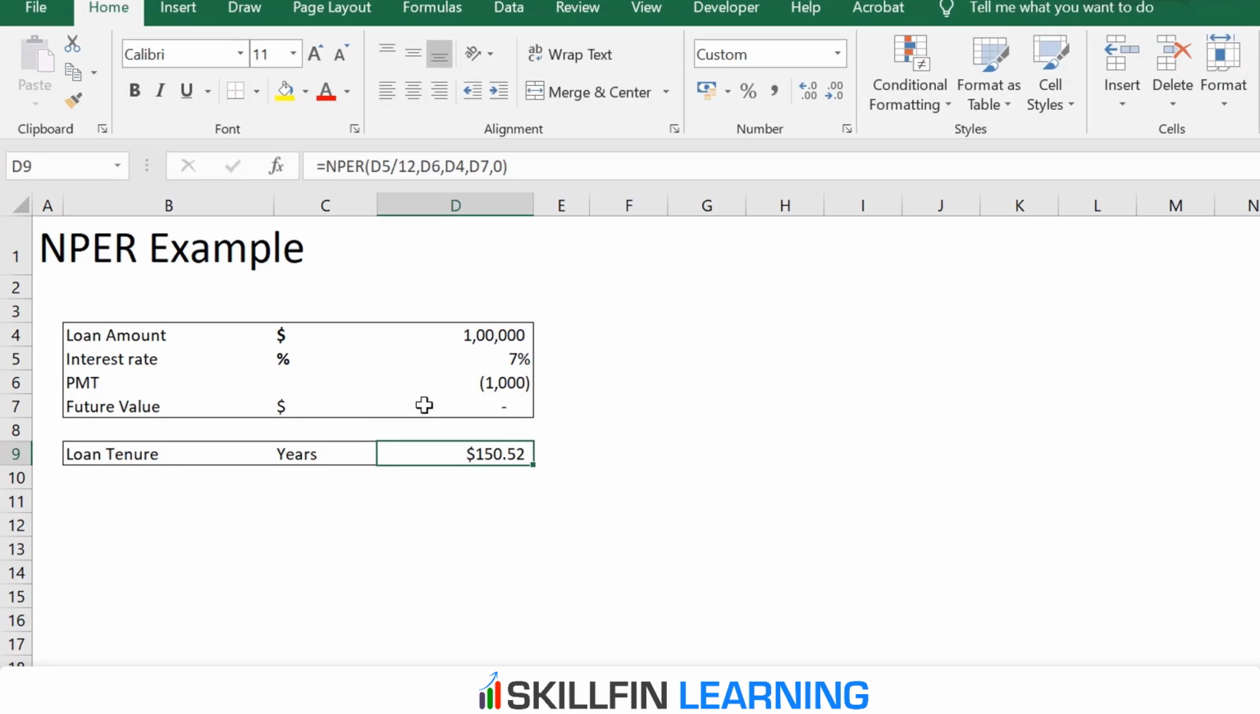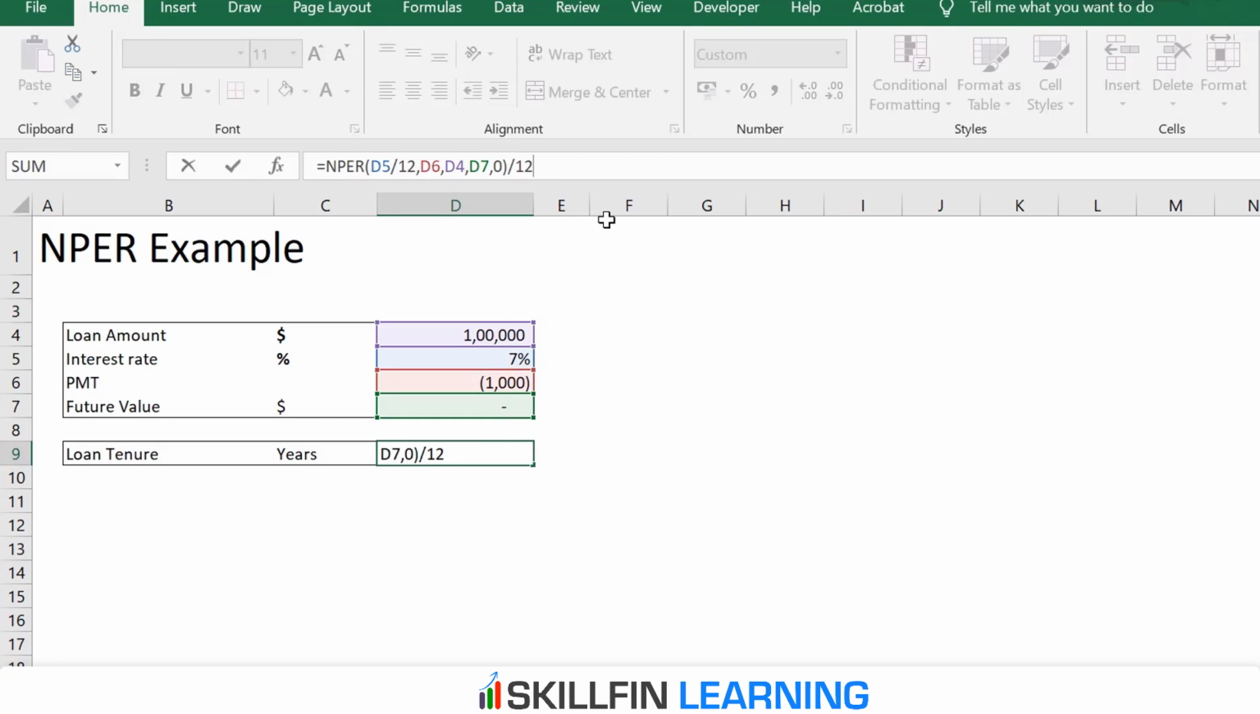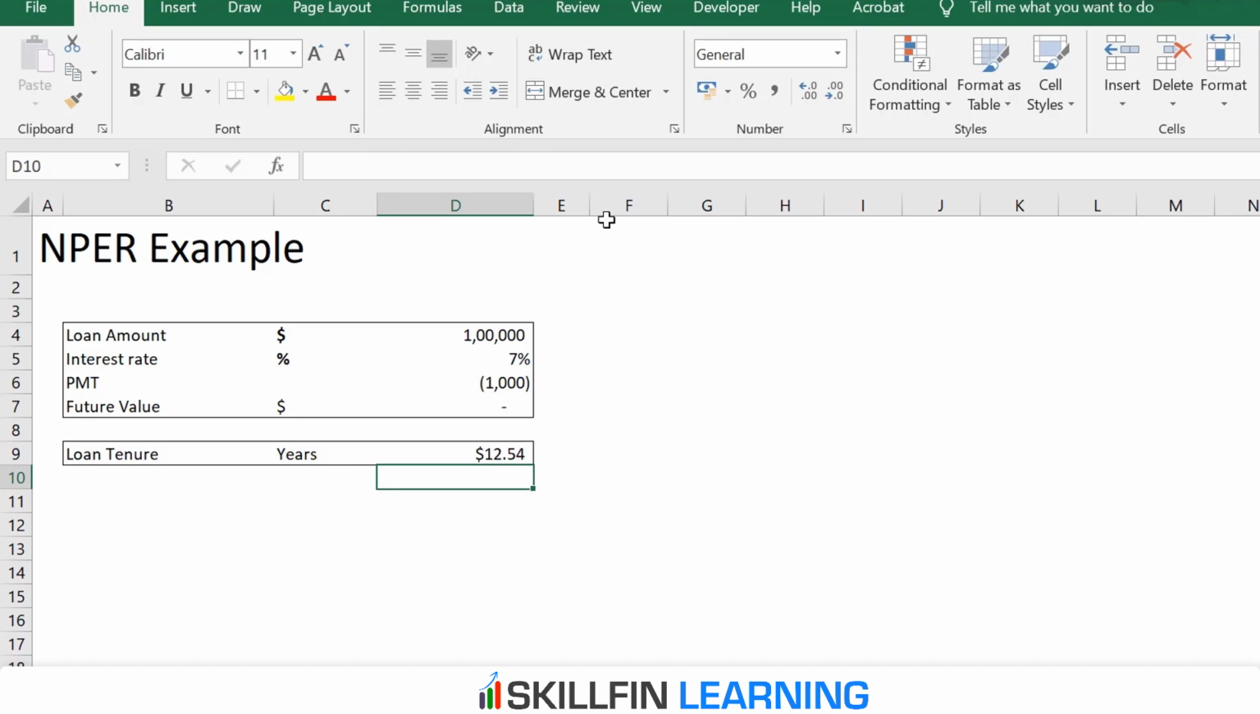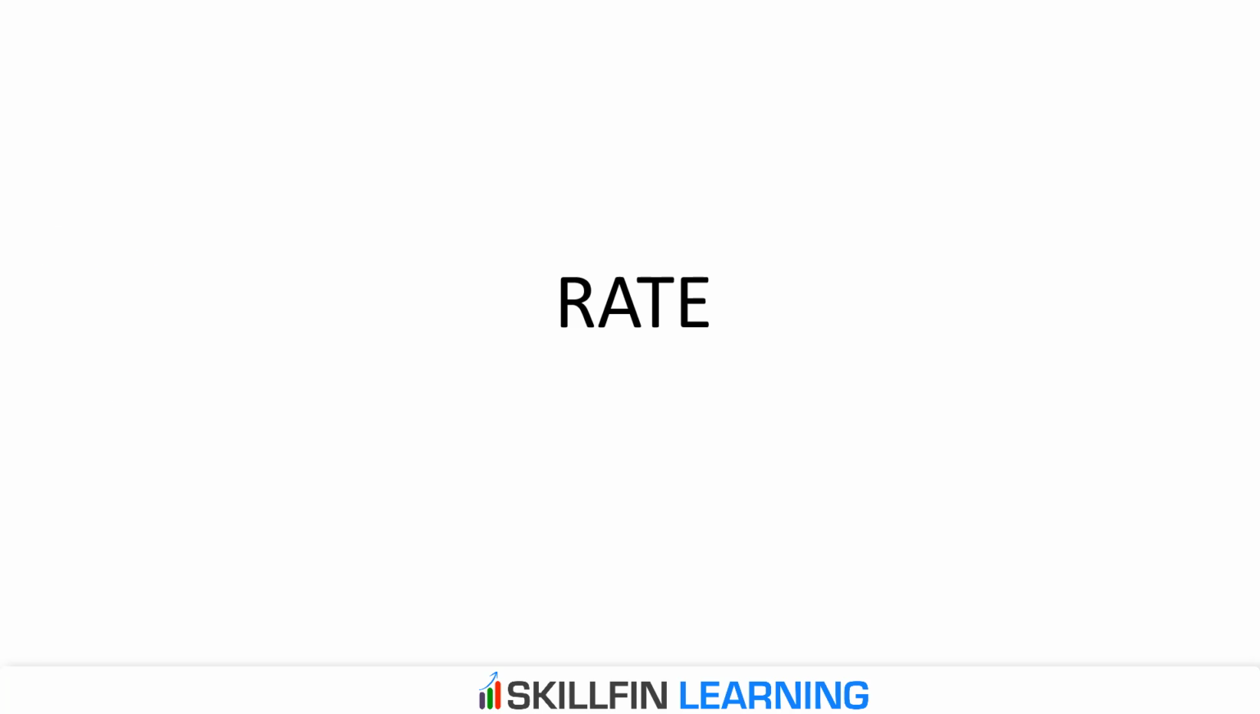Enter. We get 150. This is 150 months. If we divide it by 12, we get the loan tenure of 12.5 years. This means that for a loan amount of $100,000 at 7% interest rate, $1,000 EMI has to be paid for 12.5 years to repay the loan fully.